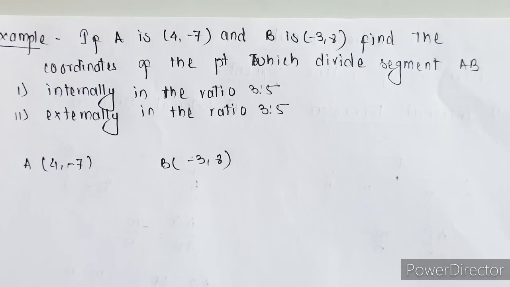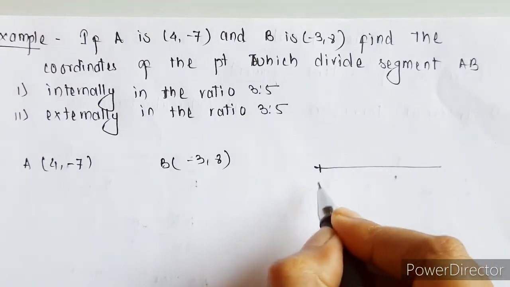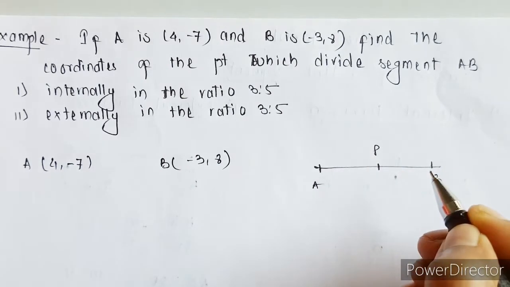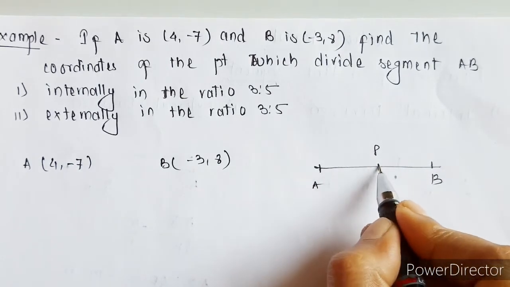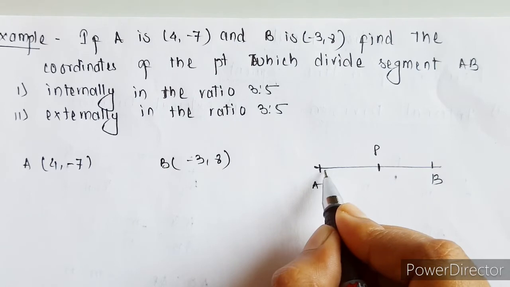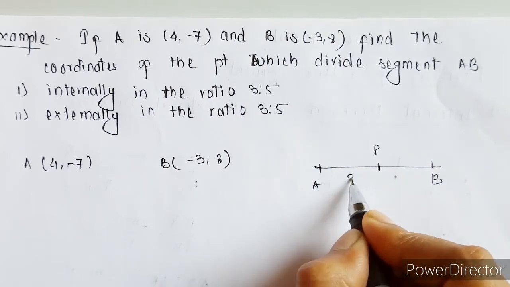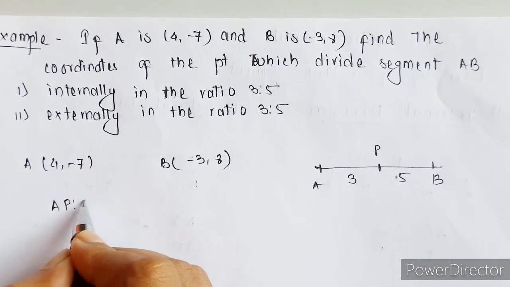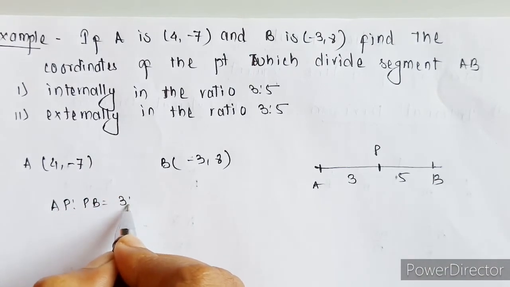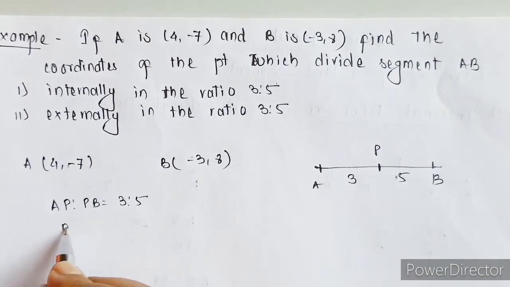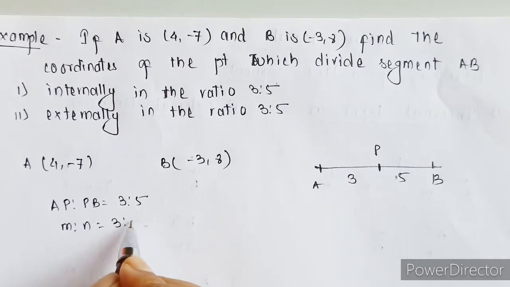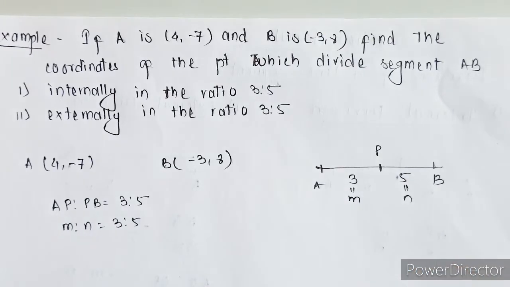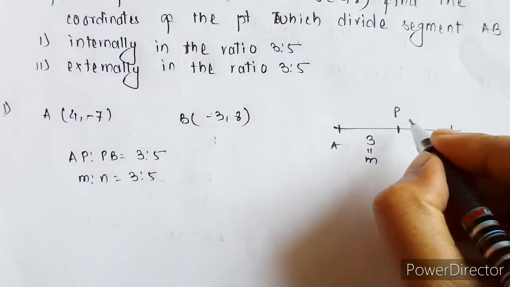And we know that, okay, let me mark this. Suppose this is your A, this is B, and this is point P. Now this point P is dividing this line segment AB in the ratio 3:5. So basically we have AP is to PB equals to 3:5, or we can write this as M is to N is equals to 3:5. So this is our M, this is our N. Okay, and we need to find this point P.